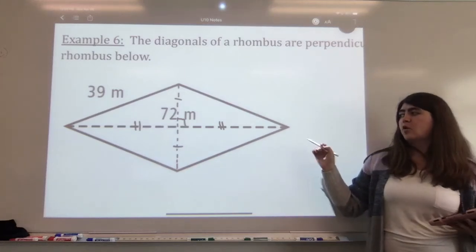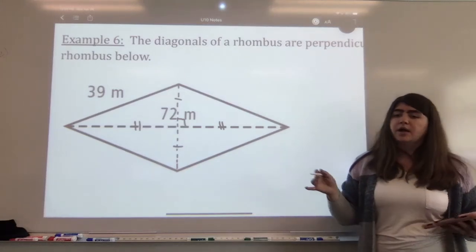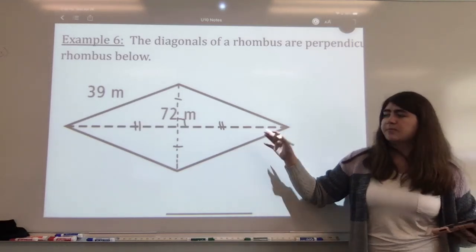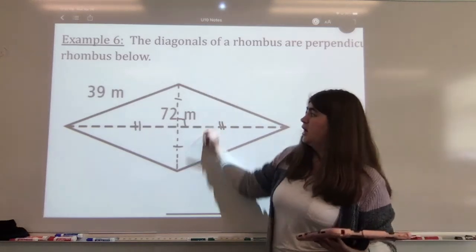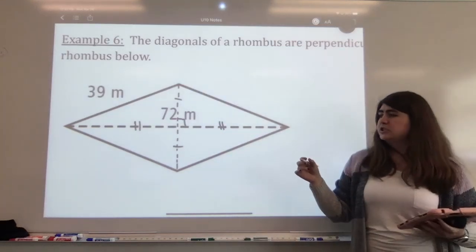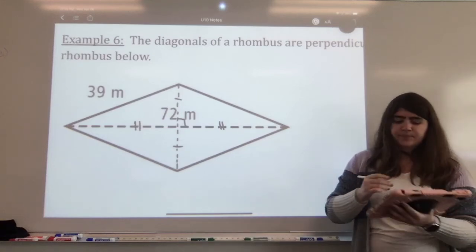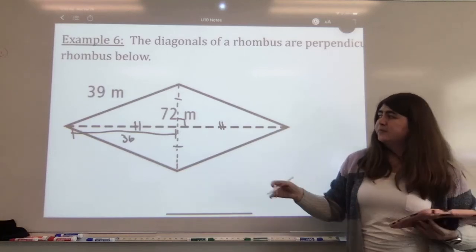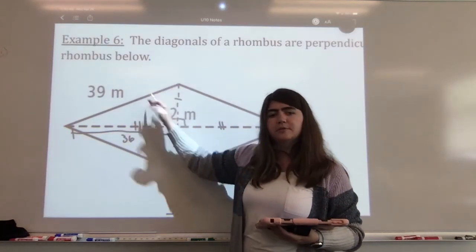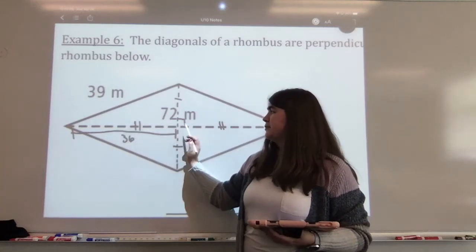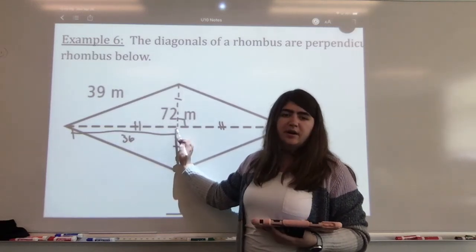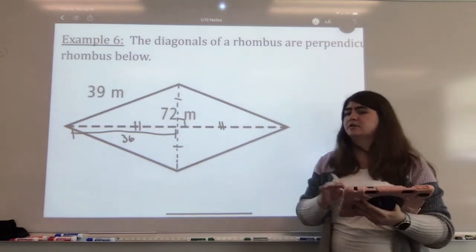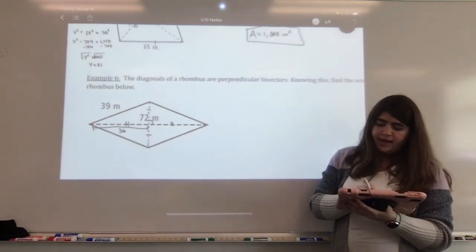Now, it did tell us our horizontal distance was 72, so I don't actually need to cut those in half to find my diagonals, but it will be helpful to help me find the other diagonal. So half of 72 is equal to 36. So this distance here is 36. And that's helpful because I do know the hypotenuse of this triangle, and now I know the long leg, so I just need to find the short leg. And when I find that short leg, I can double it to get the full length of my diagonal on my rhombus.